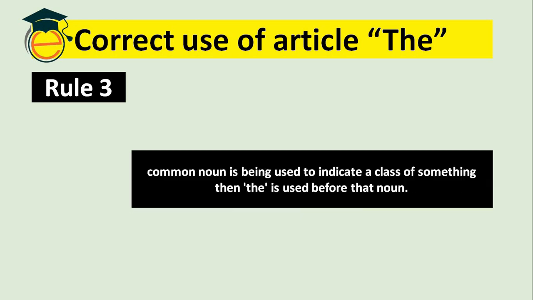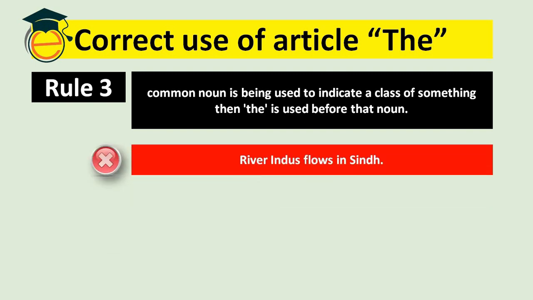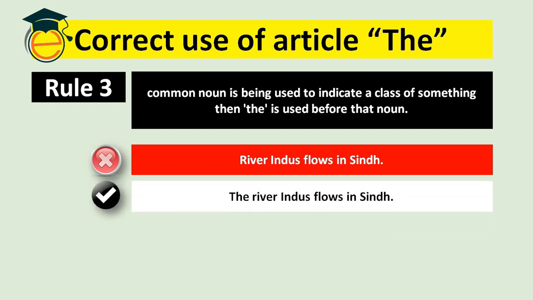Rule number 3. If a common noun is being used to indicate a class of something, then "the" is used before that noun. Okay, keep this in your mind. If a noun is used to indicate a class of something, then we use "the" before the noun. For example, "River Indus flows in Sindh." Yes, "The river Indus flows in Sindh."